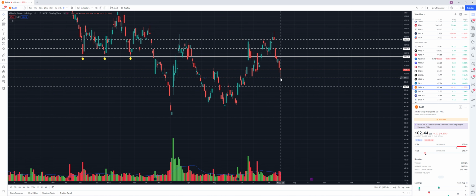I don't believe in the word oversold in the current market situation, but it could be a little bit oversold right here. So that's why I would wait for it to go back up.